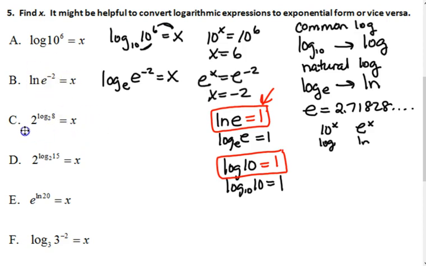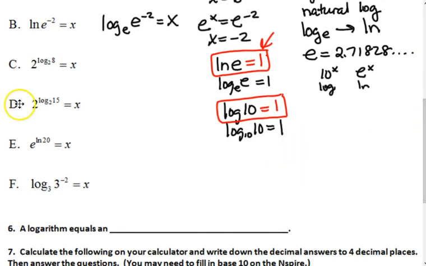Oh, this one's interesting. 2 to the log base 2 of 8 equals x. Okay, so what are we going to do with that one? Here's what you need to think about on this one. You have to think log base 2 of 8 is the exponent that I put on 2 to get 8. Okay, so what exponent do I put on 2 to get 8? Well, 2 to the third is 8. So this whole thing, log base 2 of 8 just equals 3. 2 to the third equals 8.